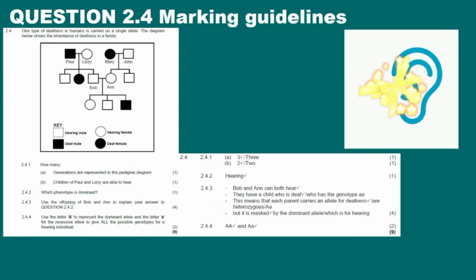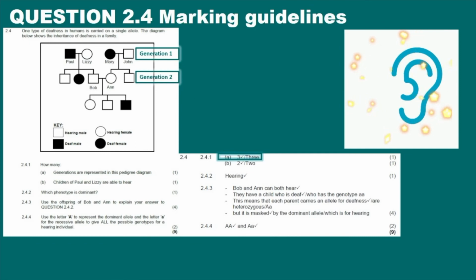So let's have a look at what the marking guidelines give us. How many generations are represented in the pedigree diagram? According to the memo, there's 3. Paul, Lizzie, Mary and John form part of generation 1. Bob and Anne and their siblings form part of generation 2. Just note that Bob and Anne are married to one another and they are not related to one another. And then their offspring will form part of generation 3.